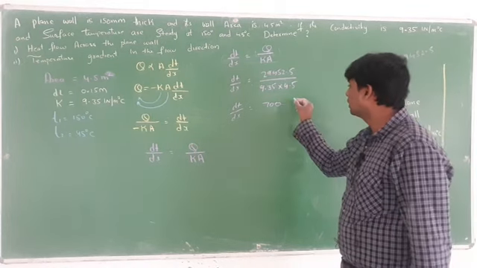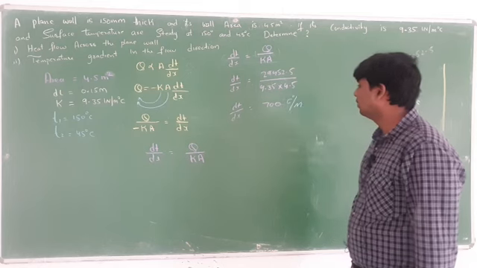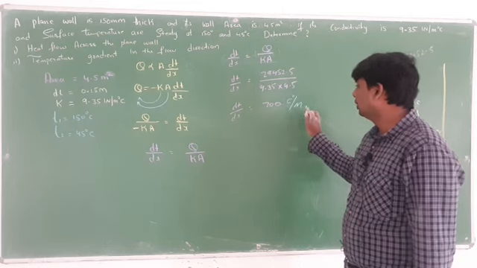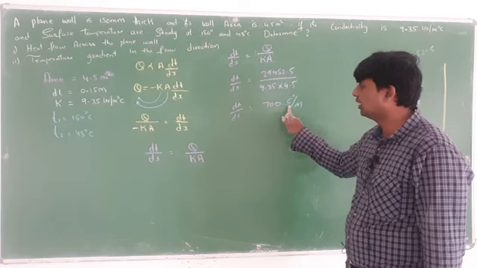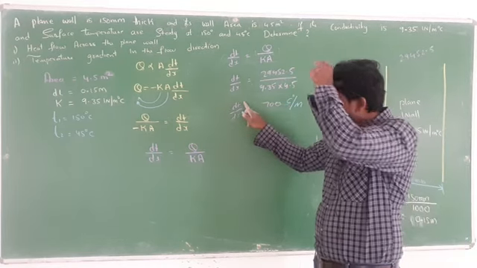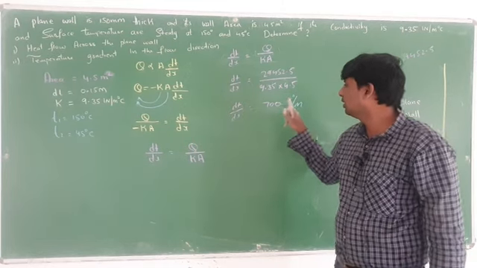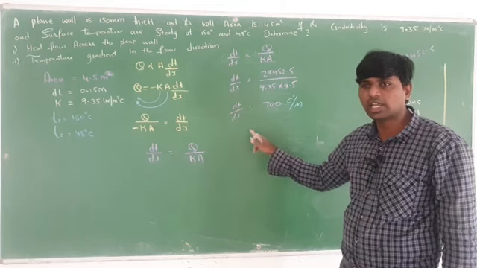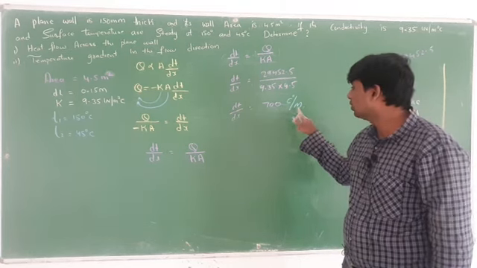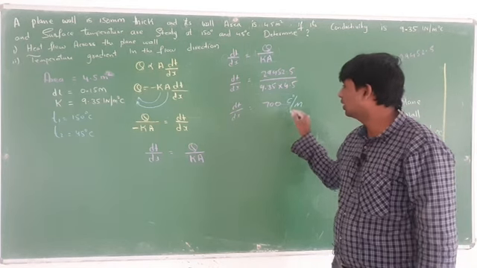You have to remember the unit: centimeter per meter. Why centimeter? Because here temperature is there, that is why dT is in centimeter. And dx stands for the thickness. For thickness, the unit is meter. So the unit is centimeter per meter.